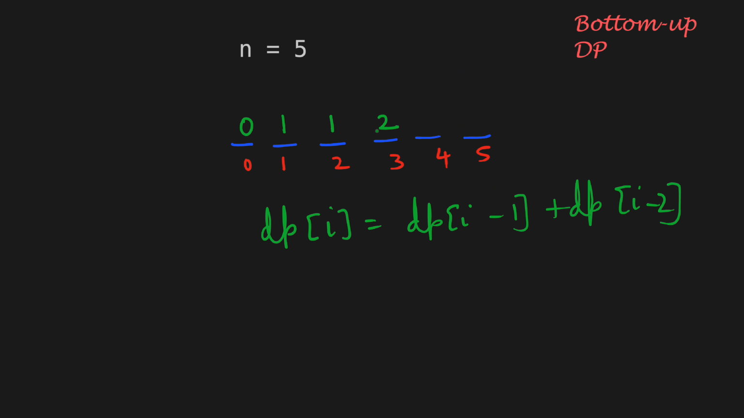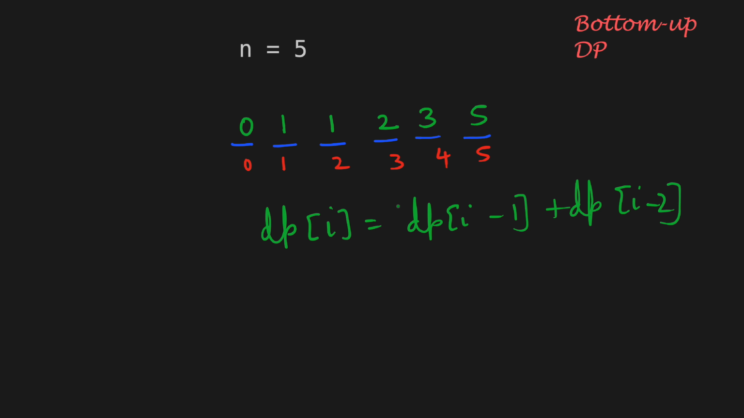Continuing with i equal to 4, we get sum as f of 3 plus f of 2, which is equal to 3. And finally, f of 5 will be equal to f of 4 plus f of 3, which is equal to 5. And now, since we have filled in the last element, we can return it as our answer.